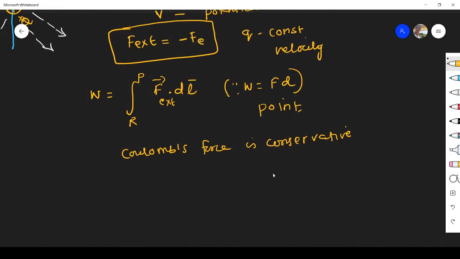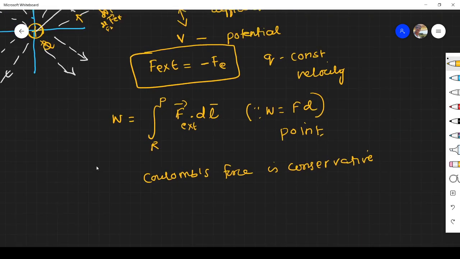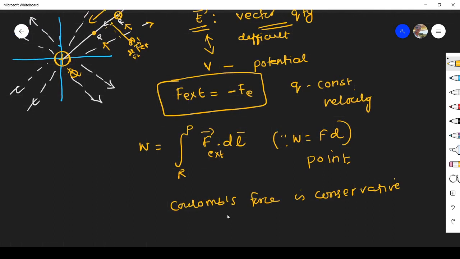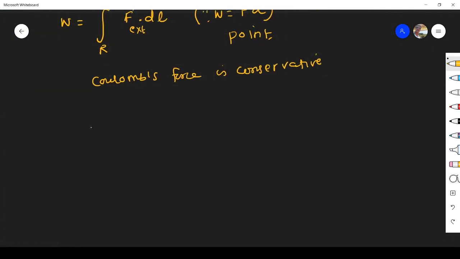Next, let us assume that the potential at point P is UP. Similarly, the potential at point R is UR. So what is the work done, or the potential energy difference? The potential energy difference is given by UP minus UR, because we are moving from point R to point P.